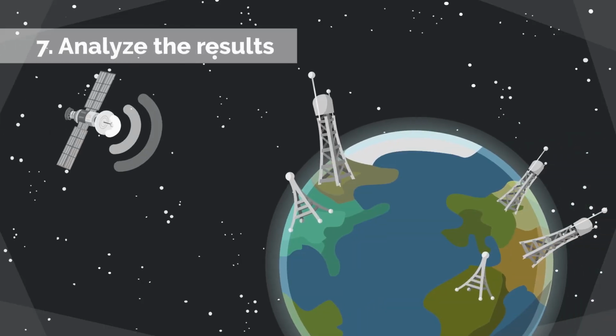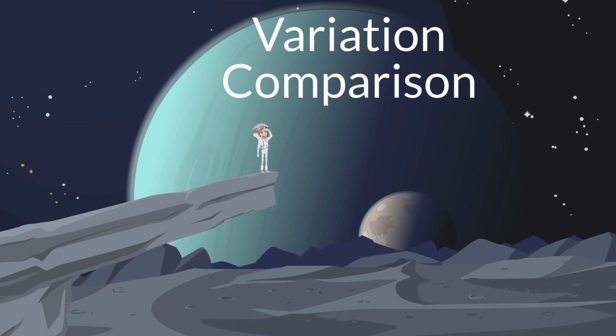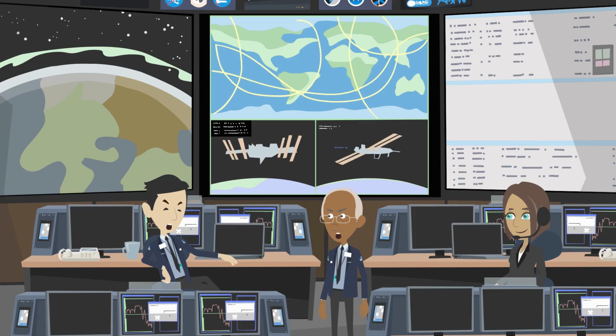Step 7 is to analyze the results. Once your test is complete, you're going to go in and look at the results and see how each variation did relative to the others. Now there's a lot that goes into results analysis, but for now just know that you're analyzing the results to see which one had the biggest impact.